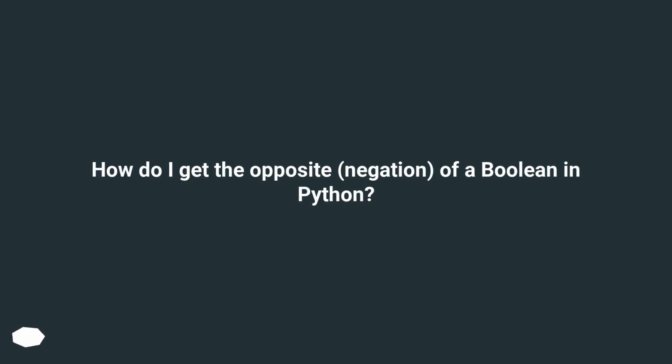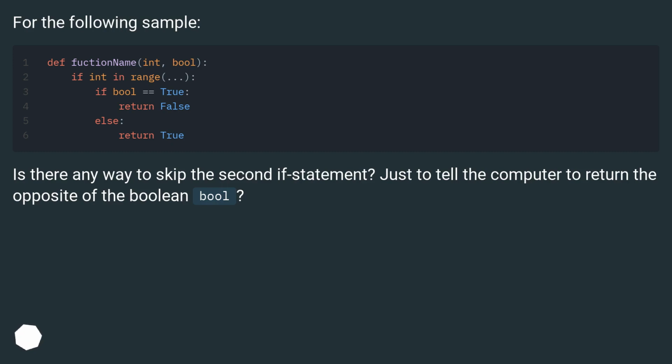How do I get the opposite, negation, of a Boolean in Python? For the following sample, is there any way to skip the second if statement? Just to tell the computer to return the opposite of the Boolean bool.